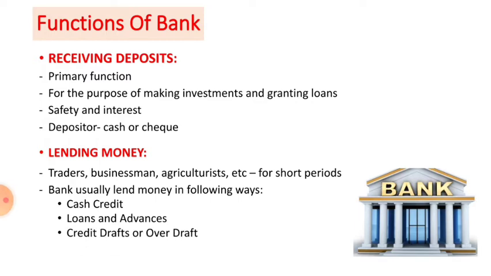Third one is overdraft. A customer who has a current account with the bank can withdraw more than the amount standing to his credit. This is a temporary arrangement on which interest is charged by the bank. It may be allowed on the security of assets or on personal guarantee.